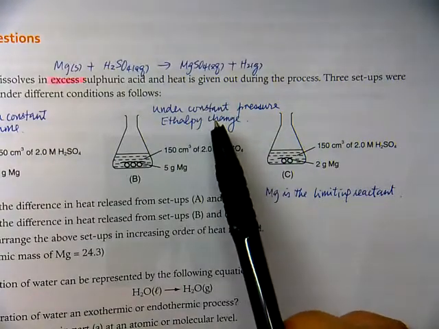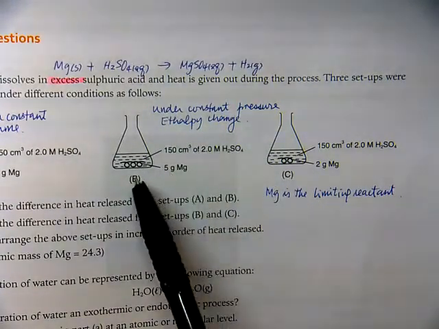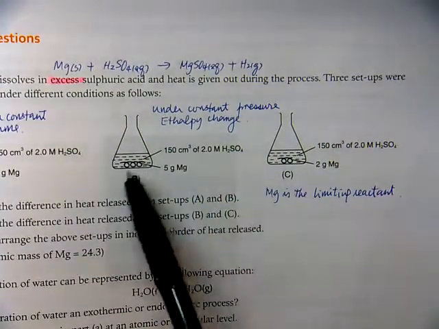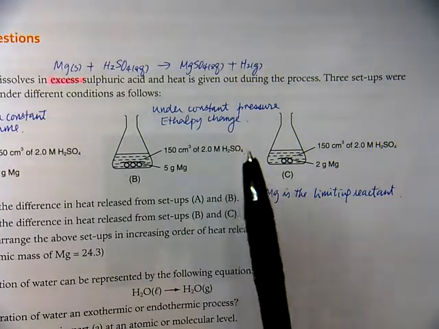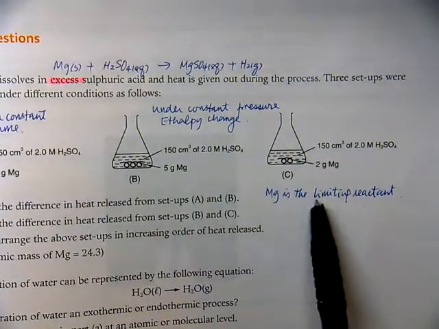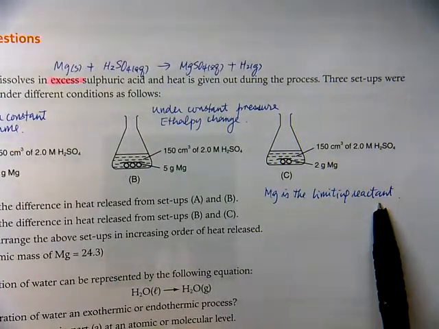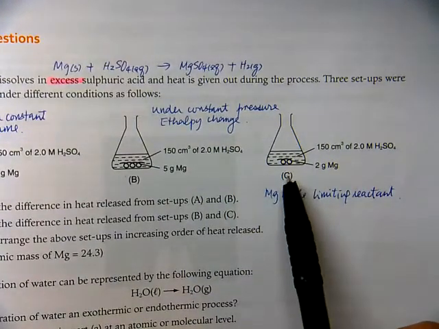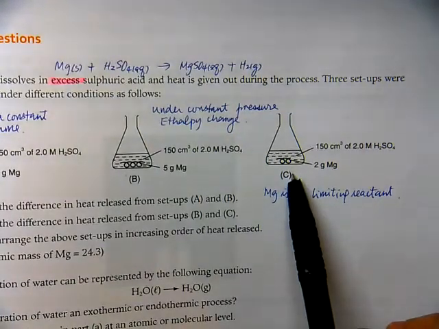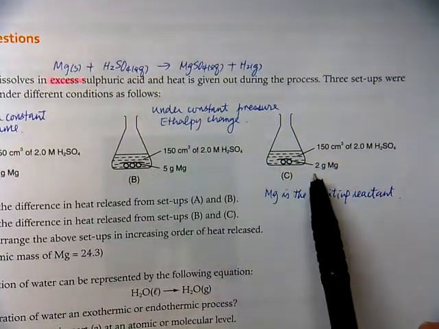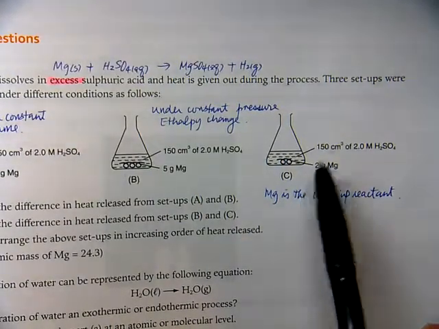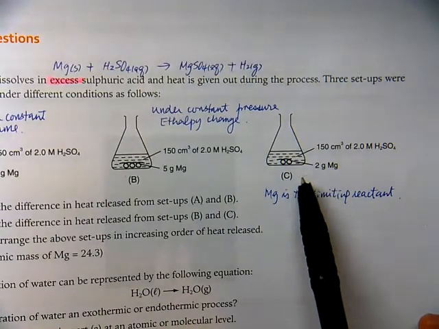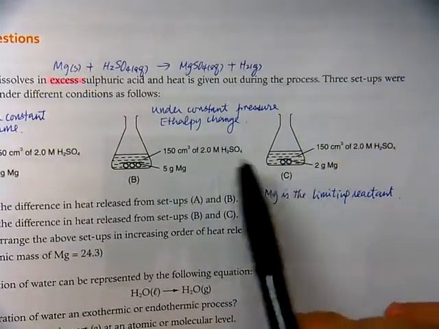Now I repeat. First of all, please mention both reactions are carried out in an open system. This is the first point. The second point. Magnesium is the limiting reactant. Therefore, a smaller amount of magnesium is used in setup C than in setup B. Less heat is produced in setup C. Therefore, heat released in setup C is smaller.